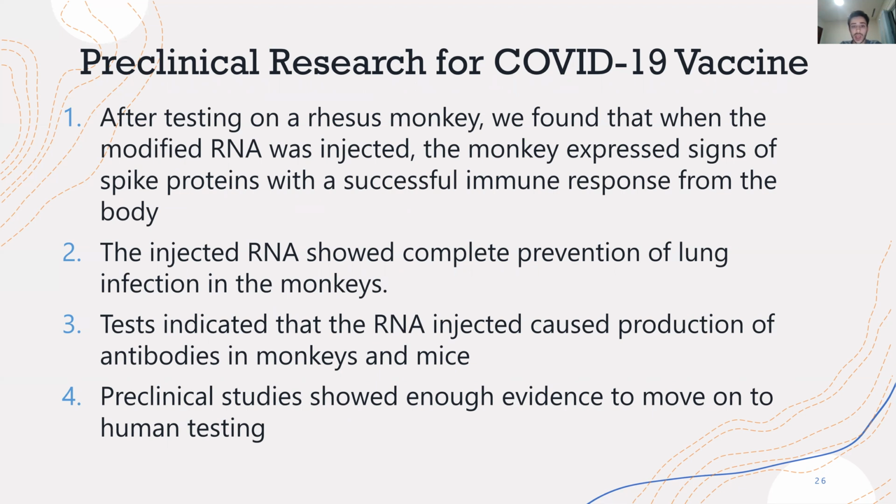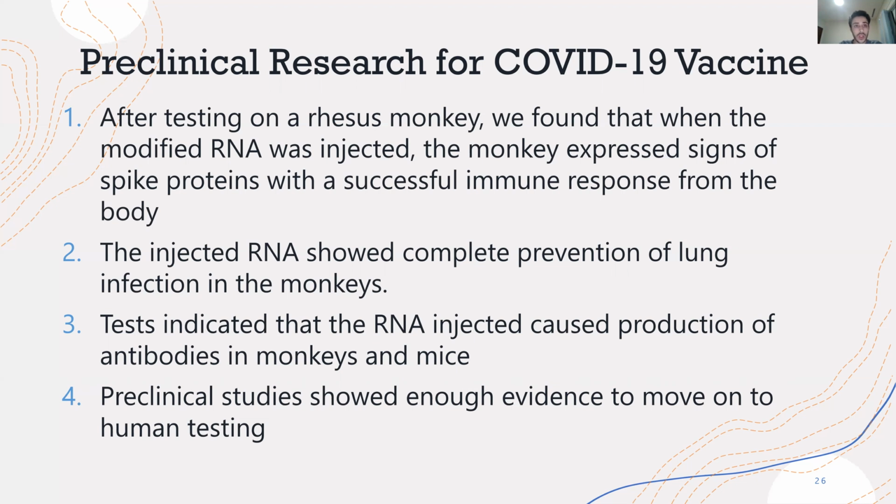The test also indicated that the injected RNA caused production of antibodies in monkeys and mice. Antibodies are what we need against the actual COVID when it comes. Because of this, we moved on to the next phase, which is human testing, because the preclinical studies were very good.